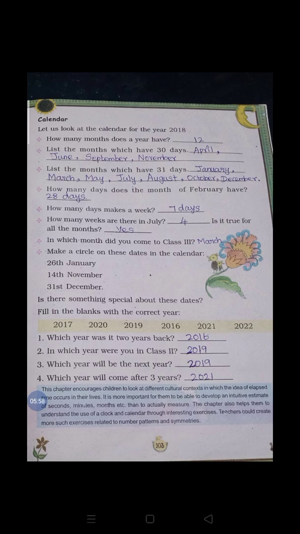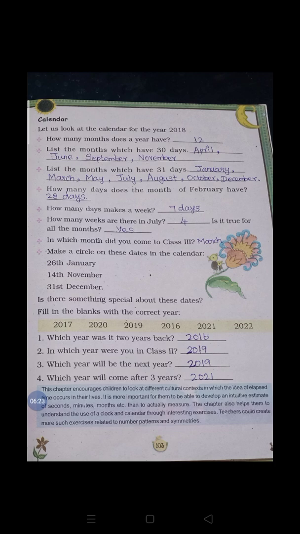Next question, in which month did you come to class 3? In our school, every March we are promoted to the next grade. So last year in March you came to class 3. So your answer is March. M-A-R-C-H. March.